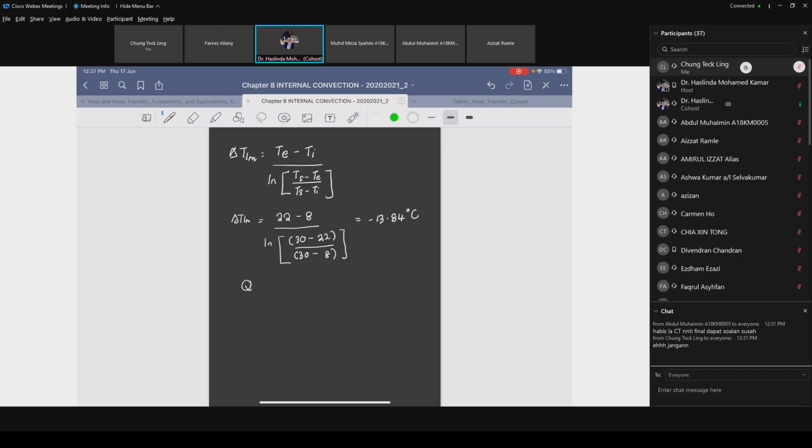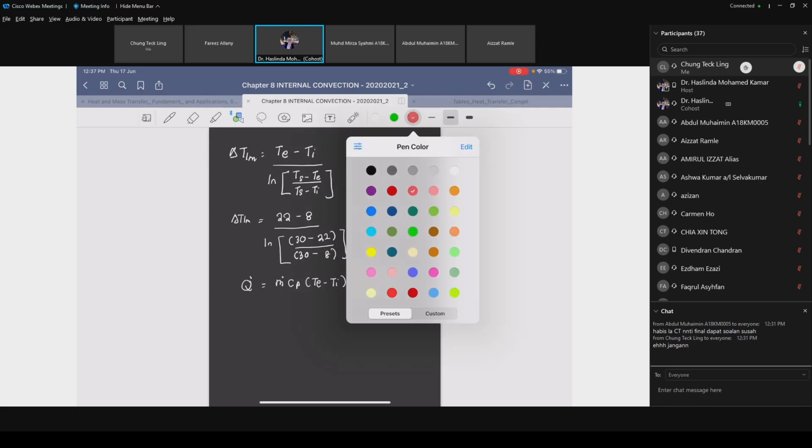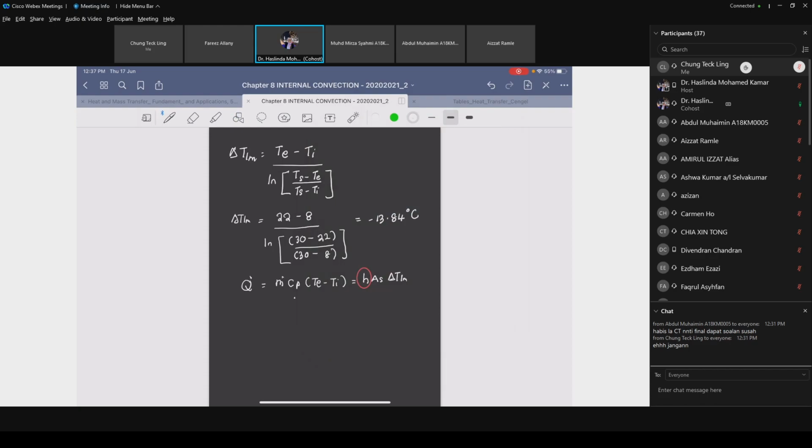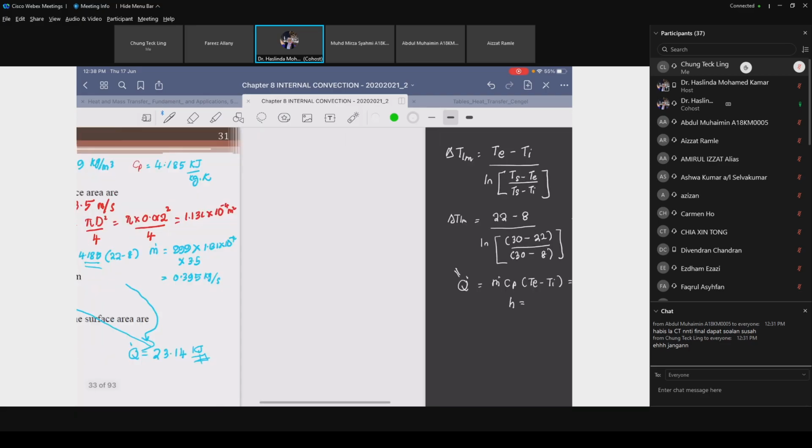Okay, then after obtaining that, we can substitute this value into yang tadi tu. Kalau kita tulis balik kan, Q is equal to m dot CP delta T, but we calculated that just now. Is equal to h surface area times delta T LM. So we want to determine this value. So because of that, rearrange, and this one is equal to apa tadi? 23.14.